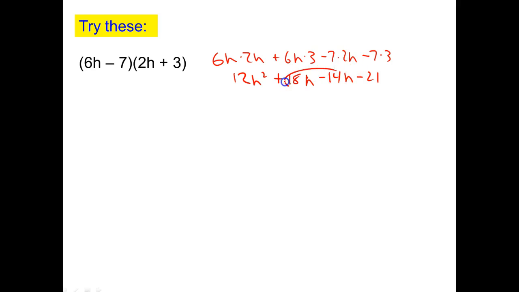My middle terms here are the ones that, again, are going to combine. So I end up with 12h squared plus 4h minus 21 in the back.